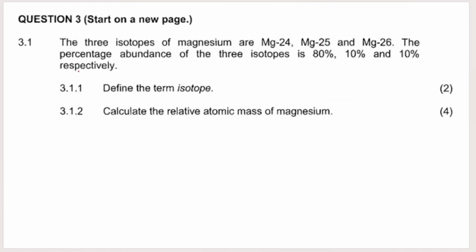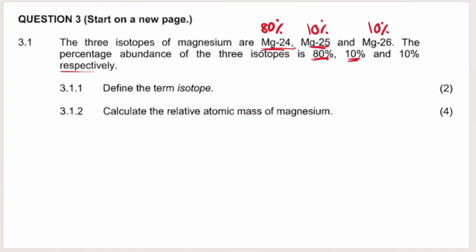So if we look at the 3 that we've been given, magnesium 24 has a percentage abundance of 80%. Magnesium 25, 10%. Magnesium 26, 10%. How did I know to match up the percentages to the names like that? Because they say respectively, which means that the one that's mentioned first matches with that percentage. The one that's mentioned second matches up with that percentage, and so on.